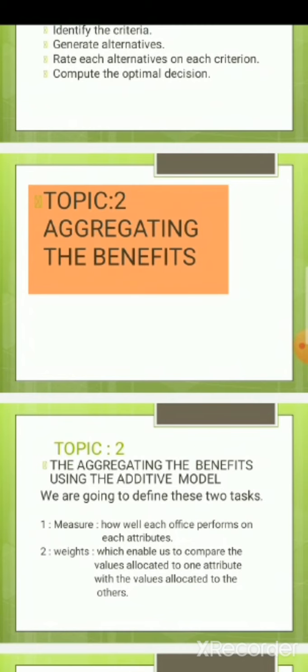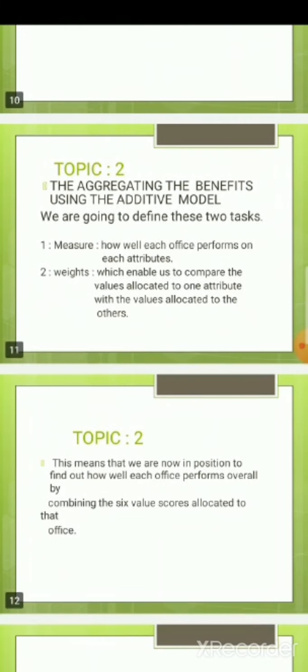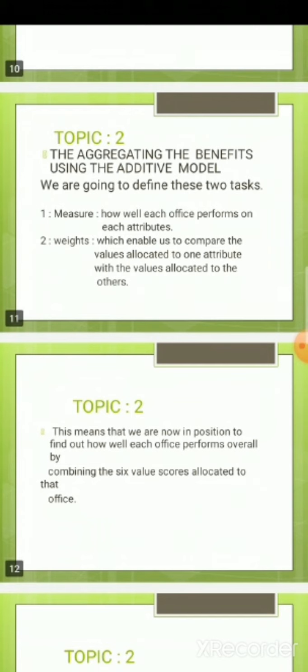Topic 2, aggregating the benefits. Aggregating the benefits using the additive model. We are going to define these two tasks. Number 1, measure how well each office performs on each attribute. Number 2, weights, which enable us to compare the values allocated to one attribute with the values allocated to the others.